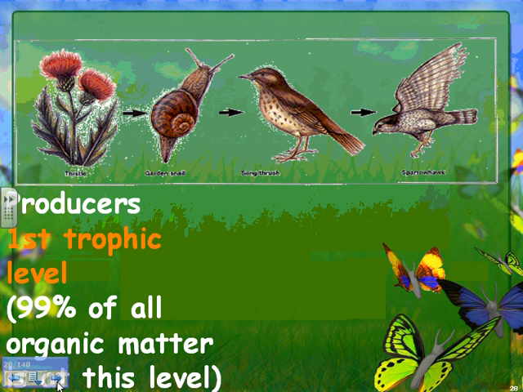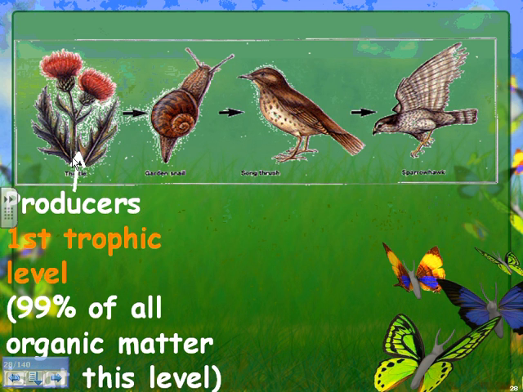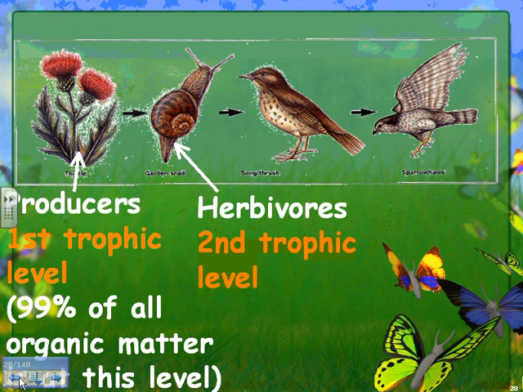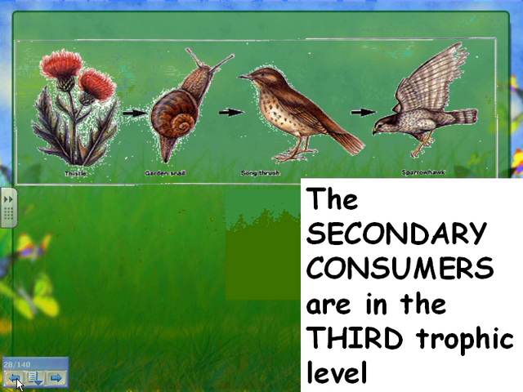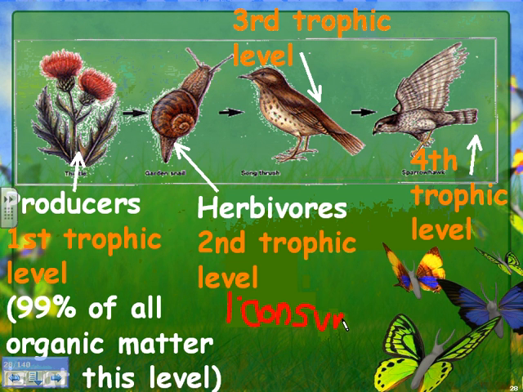So let's take a look at this. Producers are called the first trophic level, and 99% of all organic matter is at this level. Here are herbivores. We call these the primary consumers. Now here's the confusing part. These are the primary consumers, but they're at the second trophic level. These are the third trophic level, but they would actually be the secondary consumers. And here's the fourth trophic level, but the tertiary consumers.